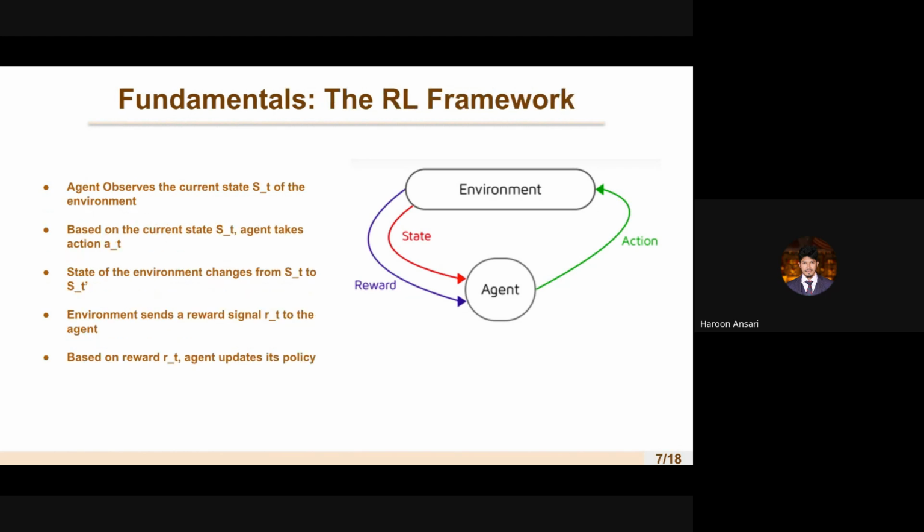So moving on from the terminology to the framework. This is similar to what we have already discussed. At a given time t, the agent observes the state st. Based on the current state st, the agent takes the action at. When the action at is taken on the environment, it changes the state from st to st dash, and the environment emits a reward rt, and then the agent updates its policy according to that reward value. So this is the complete cycle of the RL framework.